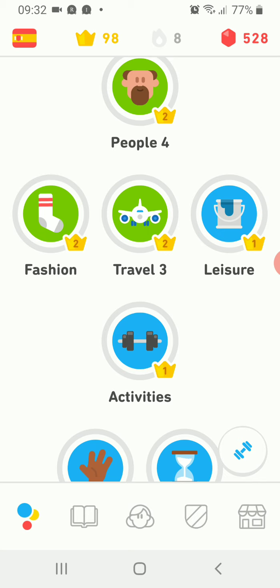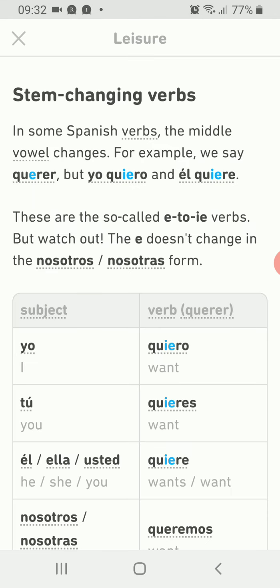So today the topic is leisure and we'll learn some new Spanish words, we'll increase our vocabulary, we'll look at some new grammar rules. And so let's get started. So leisure, let's look at the tips.